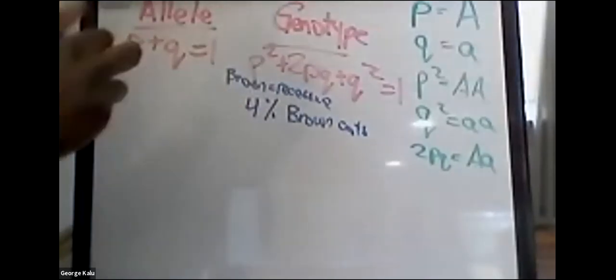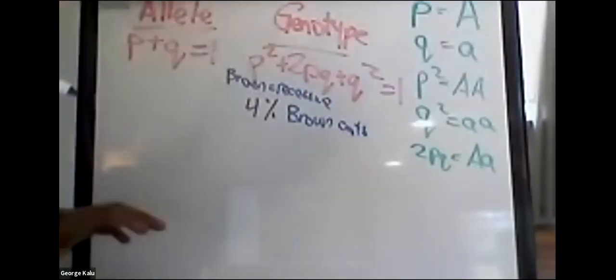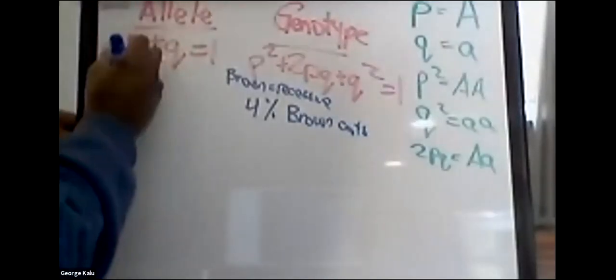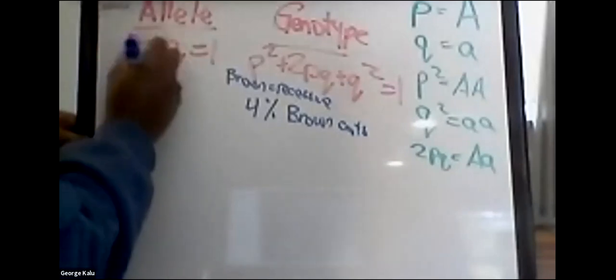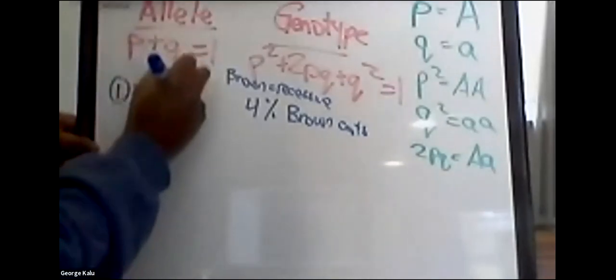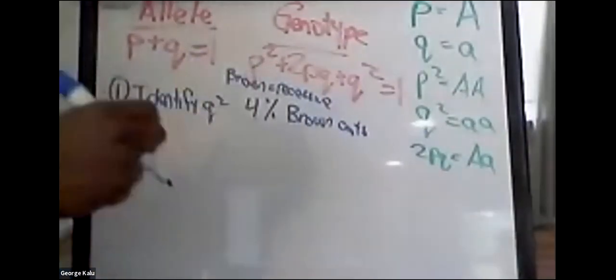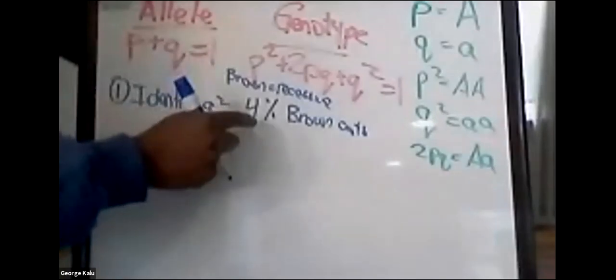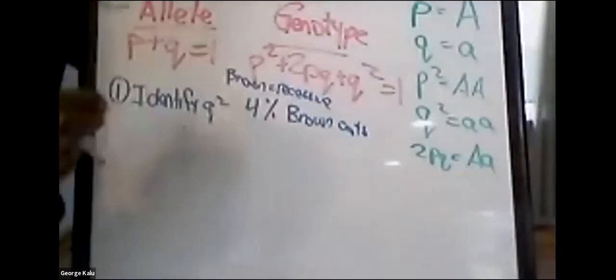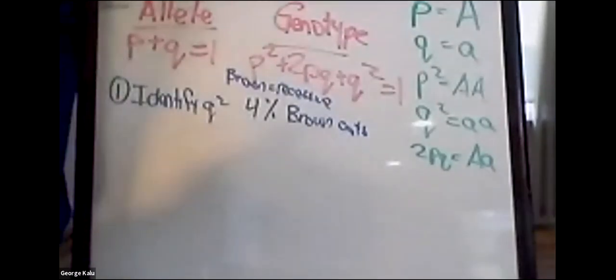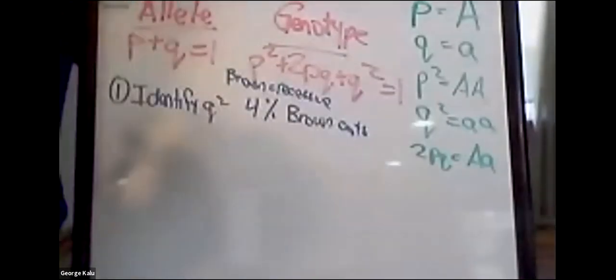Whatever we know is recessive. And so this is going to be how we're going to be looking at Hardy-Weinberg equilibrium. The first thing that we're going to do is we want to identify what our Q squared is. So I'll go ahead and just write that here. Identify Q squared. So if we know that we have 4% of cats that are brown, and we know brown is the recessive trait, what is our Q squared going to be? If Q squared accounts for the homozygous recessive individuals.